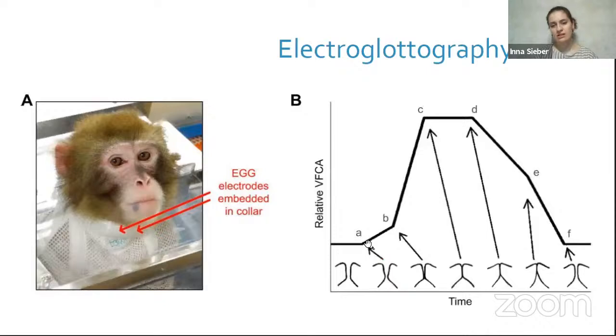So here you can see the chart with the changes in the configuration of the glottis. Here you have different glottis configurations. It is open in the beginning of this cycle, and then it is closed, and then it is open again. So we have this curve that shows the degree of closure in the glottis.